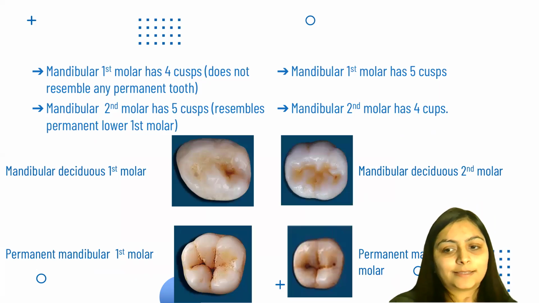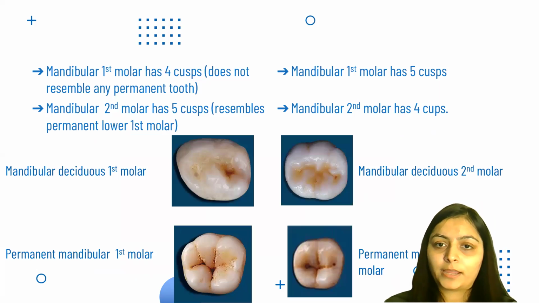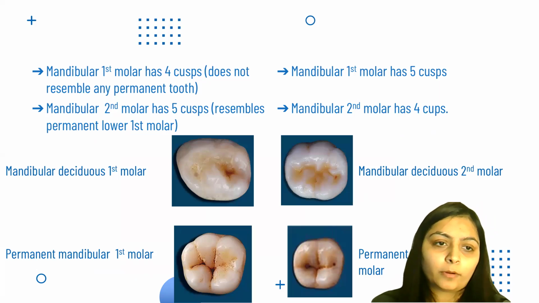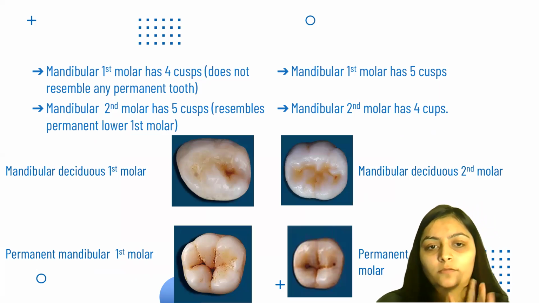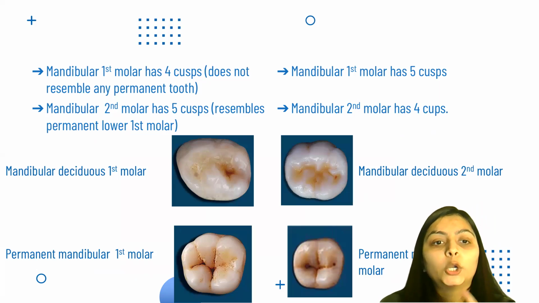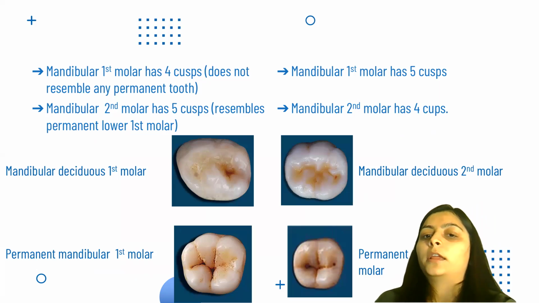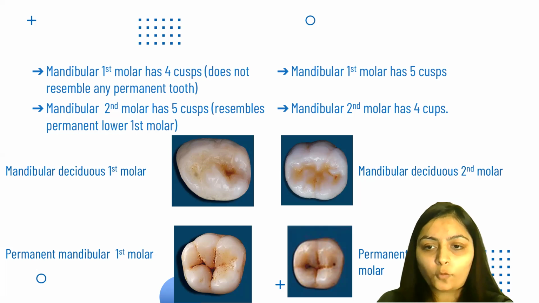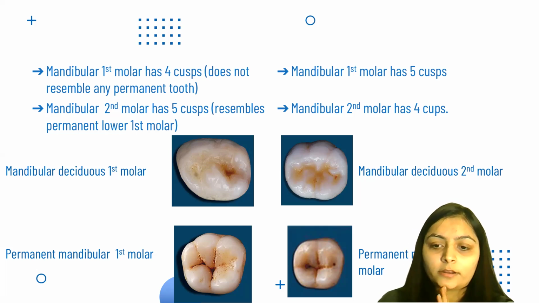Mandibular first molar has four cusps in primary teeth. It doesn't resemble any permanent tooth, but the mandibular second molar has five cusps and resembles the permanent lower first molar. In mandibular permanent teeth, the first molar has five cusps, whereas the second molar has four cusps. You can really appreciate it in the picture as well.